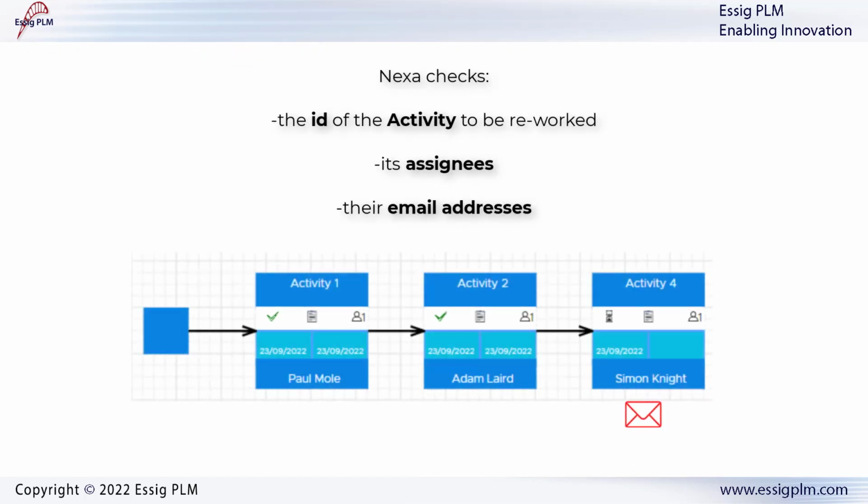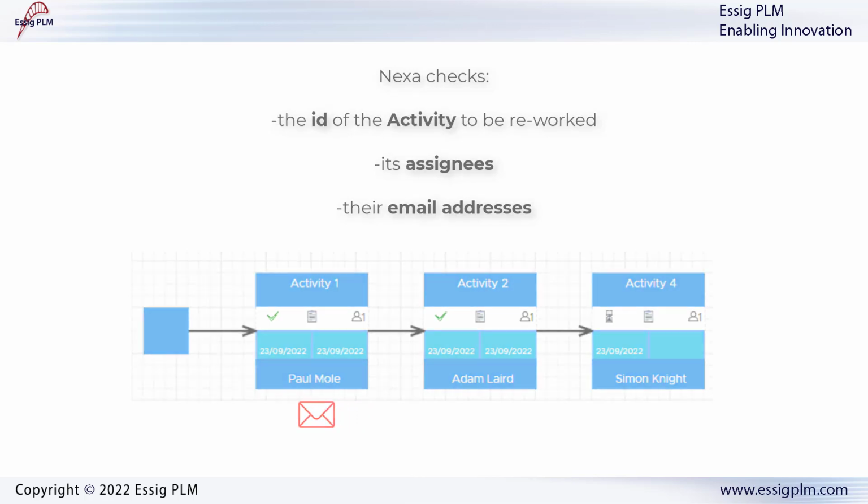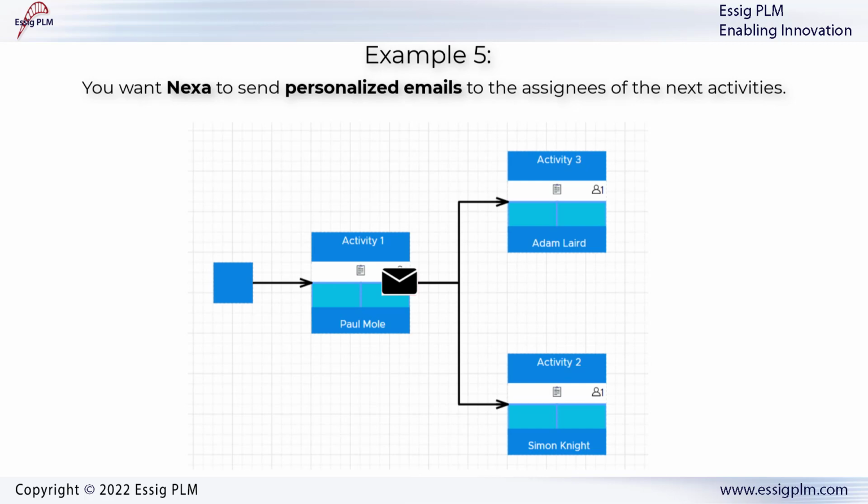Nexa automatically checks the ID of the activity to be rewound, its assignee, the associated email address, and passes this information to the WF email app that sends the email. The last example that we want to explore regards the case where we want to send completely different emails to two assignees following an activity.